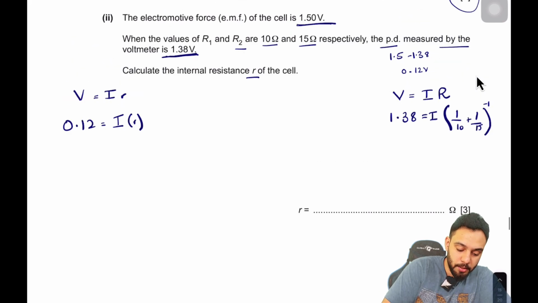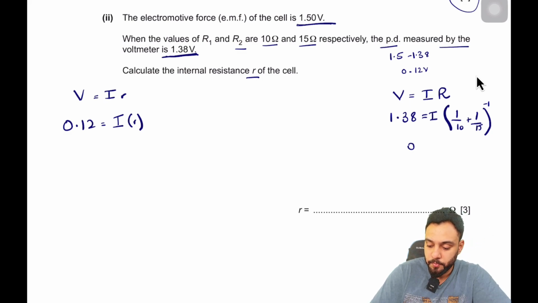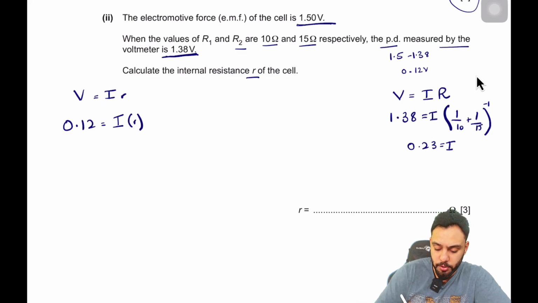From there you'll be getting the value of the current. So 1 over 10 plus 1 over 15, inverse it. So you're going to be inversing that, and then 1.38 divided by the answer to that, and you'll be getting the current as 0.23. So the current is 0.23. Current is going to remain the same. This is the total current because I use the total resistance.